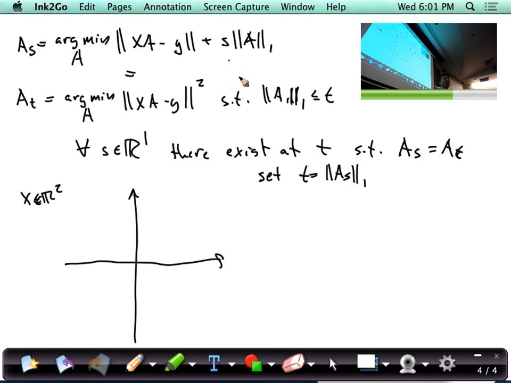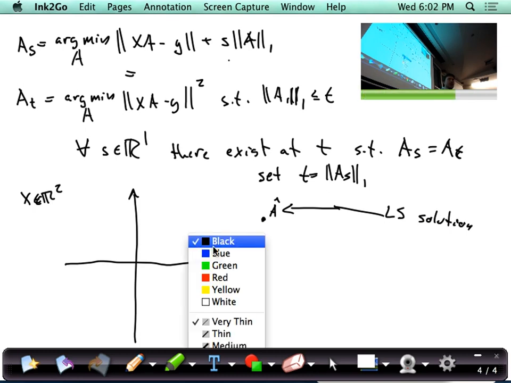Okay, and so this relationship is also true if I do the 2 norm instead of the 1 norm, so I can do the ridge regression instead. But let's say that A hat is right here. So this is the solution. This is the least squares solution.